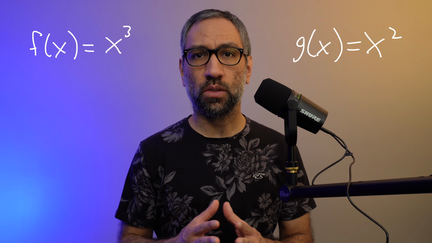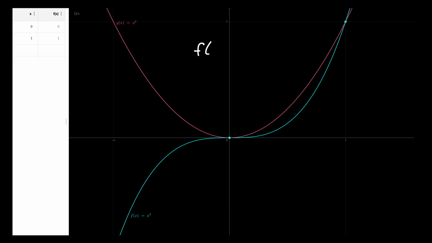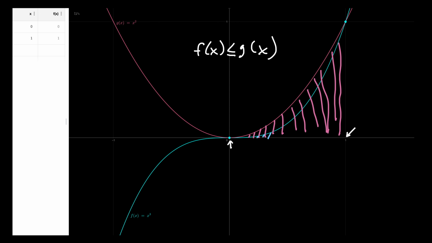Now, say we have f of x equals x cubed and g of x equals x squared over the interval 0, 1. In this case, f of x is always less than or equal to g of x over the interval 0, 1, and the area under the curve of g of x from 0 to 1 is larger than the area under the curve of f of x from 0 to 1.